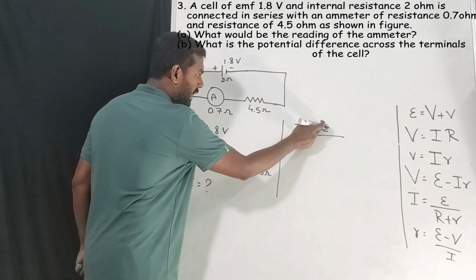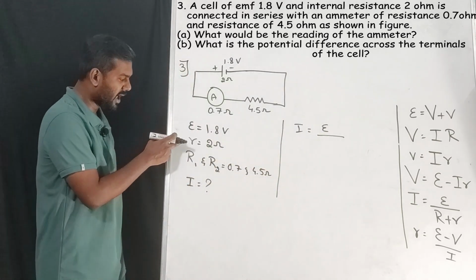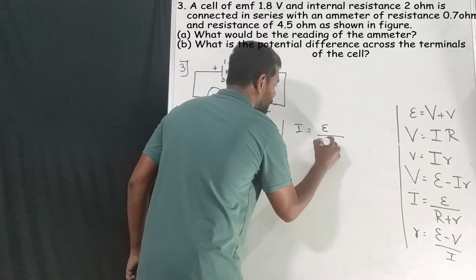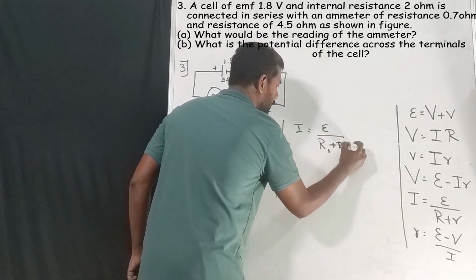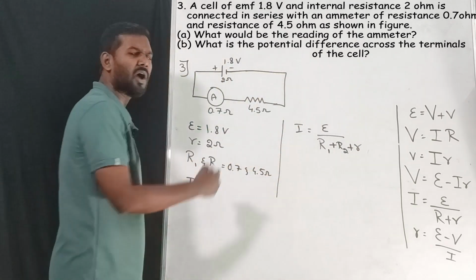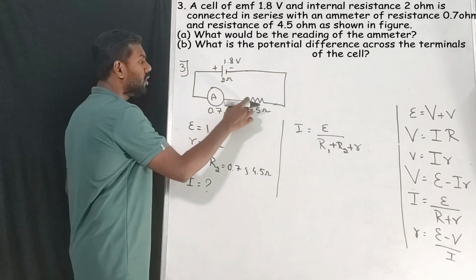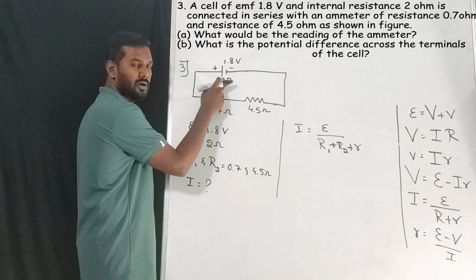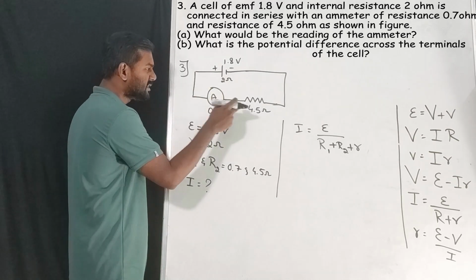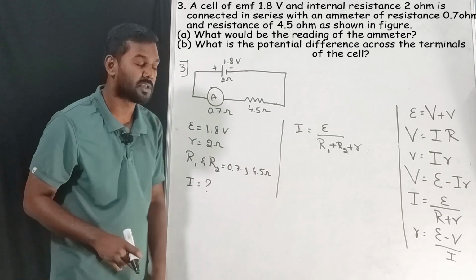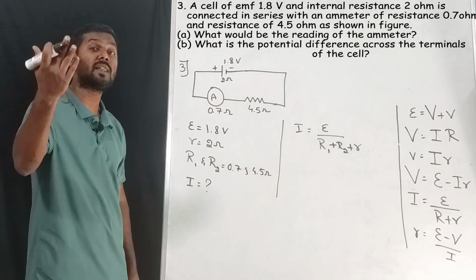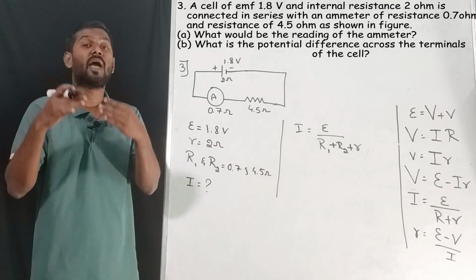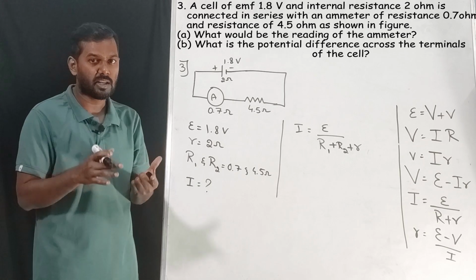So E divided by, how many resistances do we have? We have the internal resistance, and we have 2 more resistances. Add all those: R1 plus R2 plus R. Why do we have to add them? Because all of these are connected in series. See, this 2 ohm resistance is in series with this one, and this is in series with this one. That's why I'm adding all of them. If all the 3 were in parallel, we would go for the parallel method to find the answer. This resistance in series and resistance in parallel we have learnt in the concept video, correct?